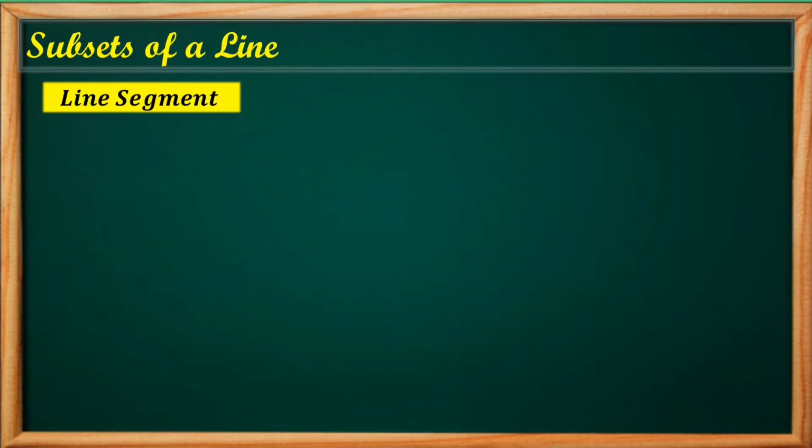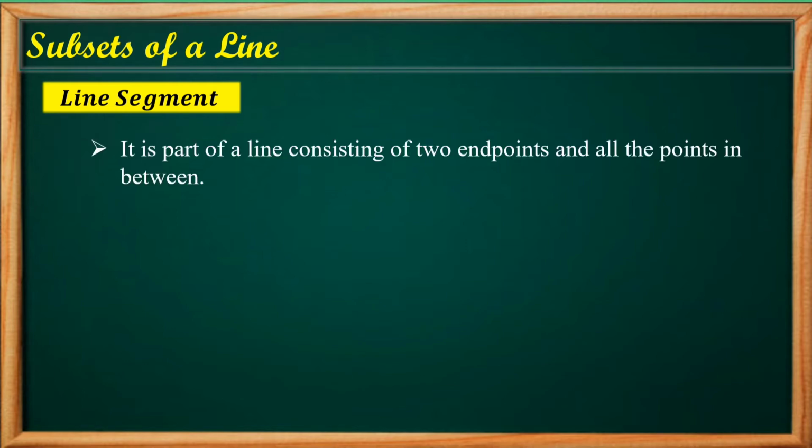Now, the subsets of a line. The first one is the line segment. A line segment is a part of a line consisting of two endpoints and all the points in between. If we have point U and point E, and we create a line from point U to E, that is what we call a line segment.